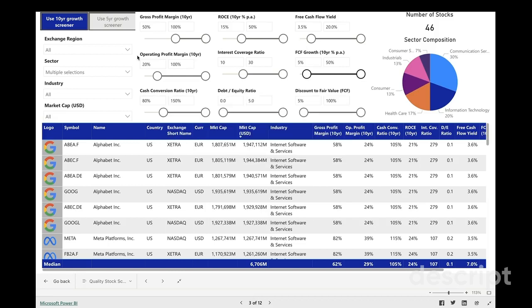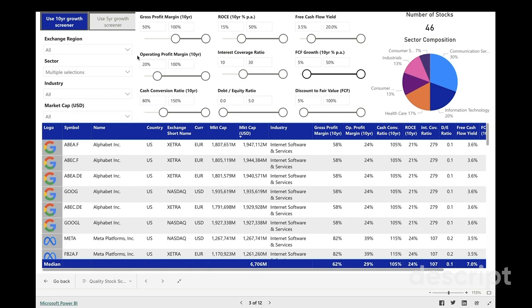In this video, we'll guide you through using this powerful tool to identify high-quality stocks based on the investment philosophy of renowned investor Terry Smith. With coverage of over 25,000 global stocks, you can discover quality investment opportunities from markets worldwide. To start, you can customize the screener settings to match your investment preferences.